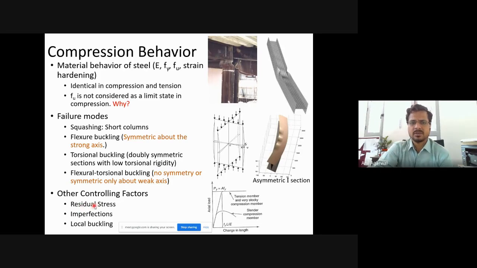So there were three important factors that I wanted to talk to you about. Until we discuss these in detail, it would be premature to get into the design provisions. So that's why I'm not getting into the design provisions yet.